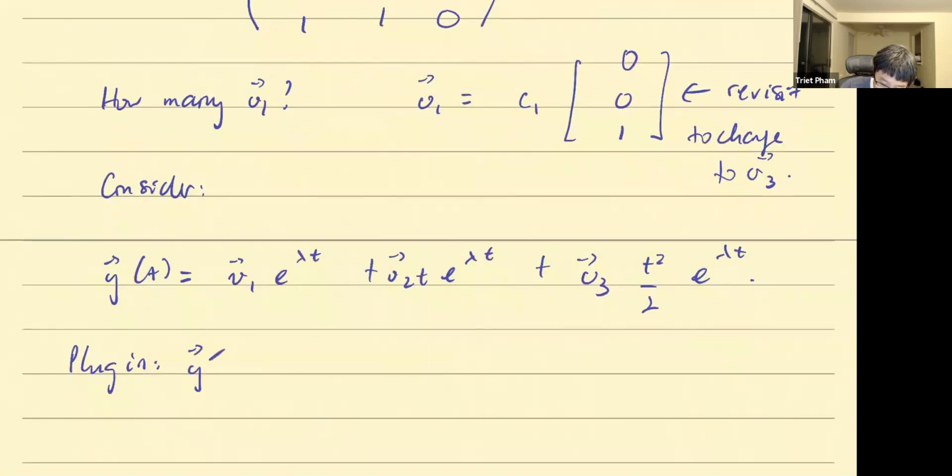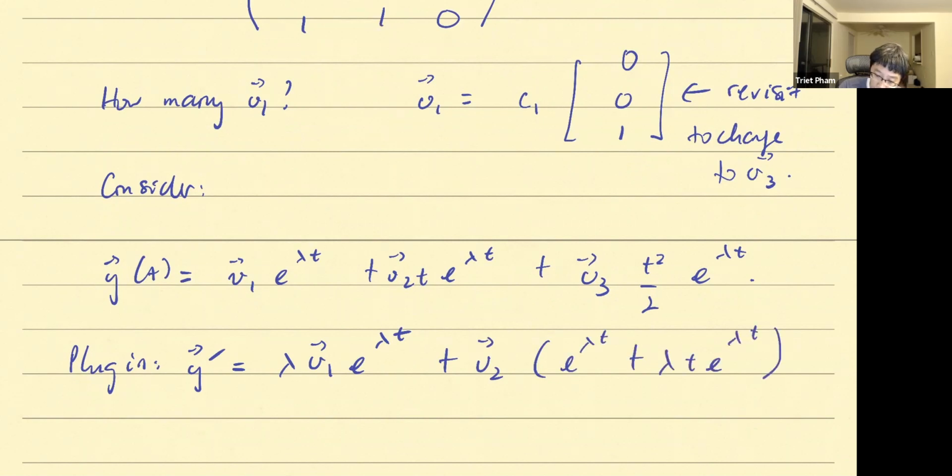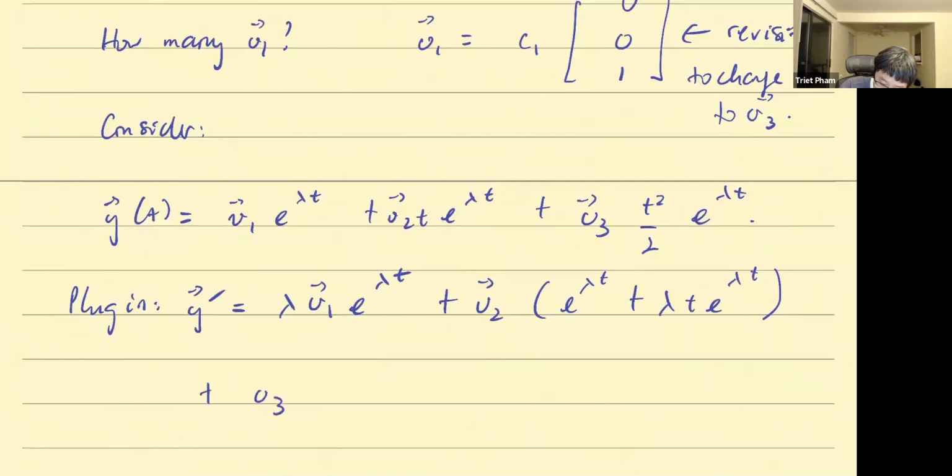y prime is lambda v1 e to lambda t, v2, right, e to lambda t plus lambda t e to lambda t. v3, right, you see that's the division by 2 helps this. t e to lambda t plus lambda t squared over 2 e to lambda t. Is that okay?